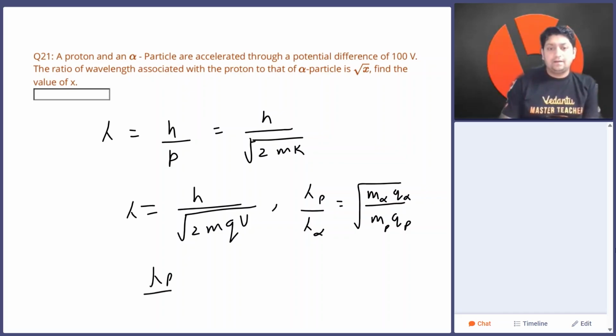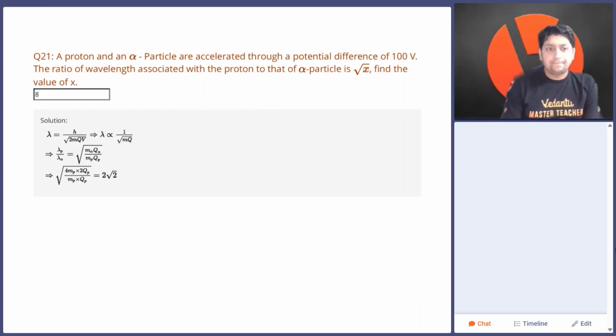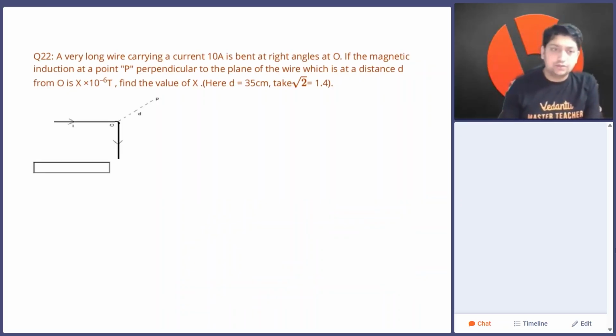So lambda proton and lambda alpha particle, we know that the mass of alpha particle is 4 times the mass of proton, and charge on alpha particle is 2 times the charge on proton, small q, by mass of proton and charge on proton. These will be cancelled out, under root 8. So 8 has to be the correct answer. Let's move to the next question.